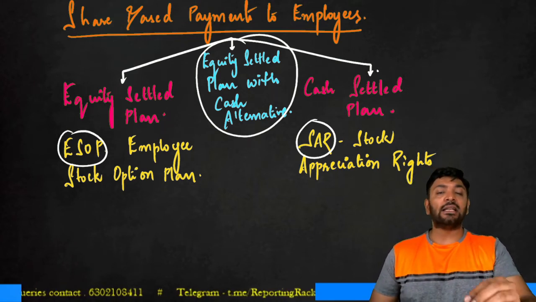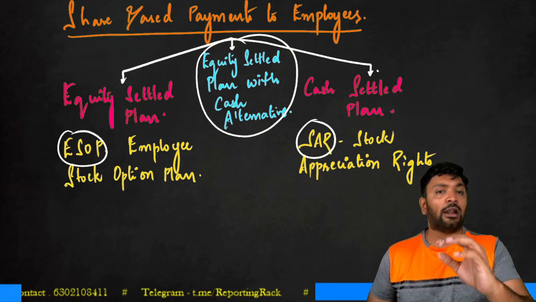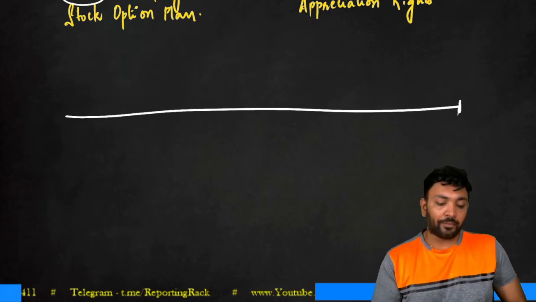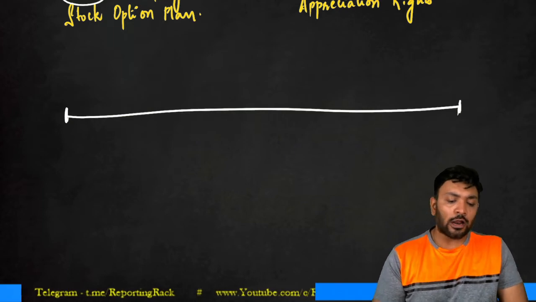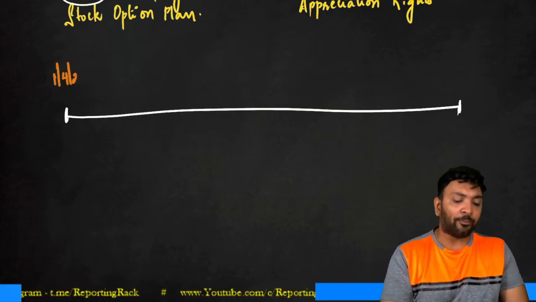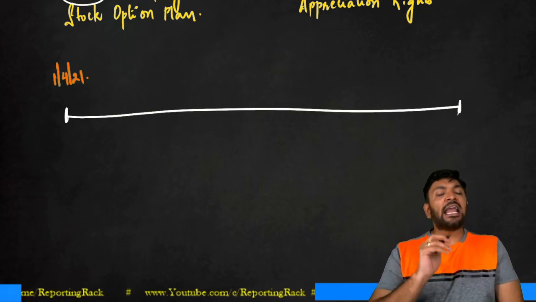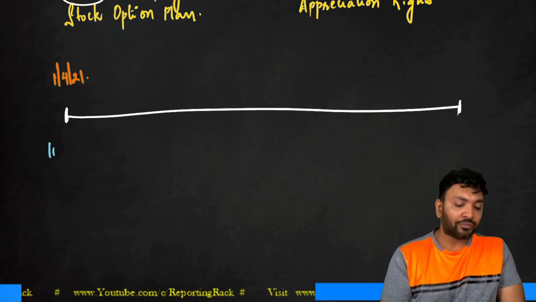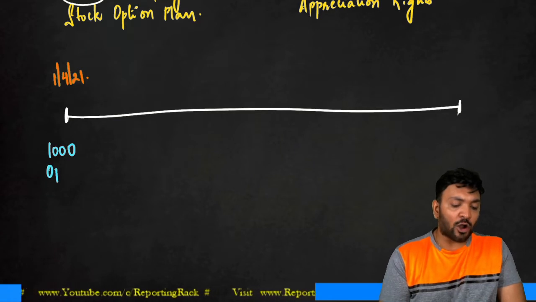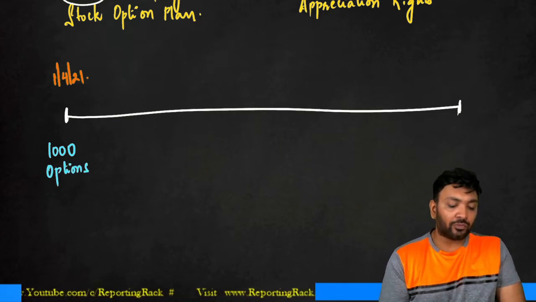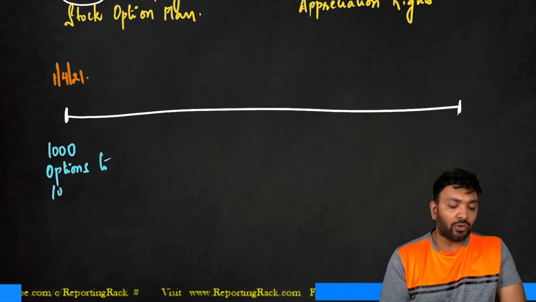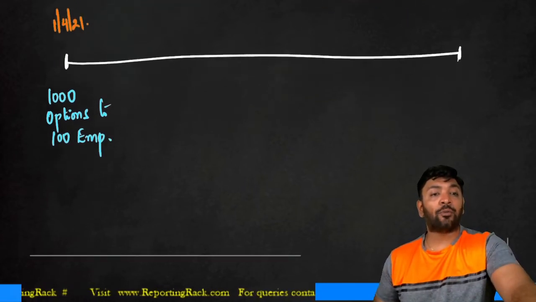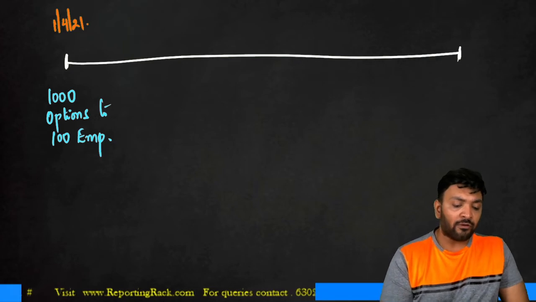Now, in either situation, there is a particular accounting treatment that I have to adopt. Let's say, for example, on 1st April 2021, I have announced a particular plan. And my plan went like this. The plan was 1000 options to 100 employees. That means I have a total of 1 lakh options.